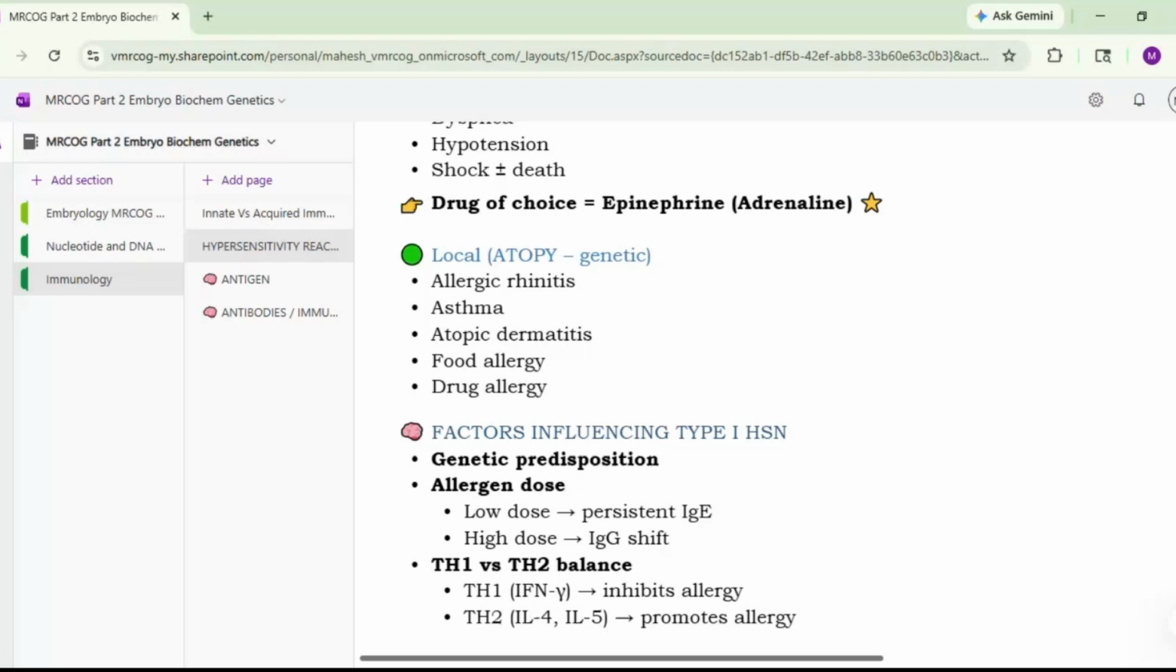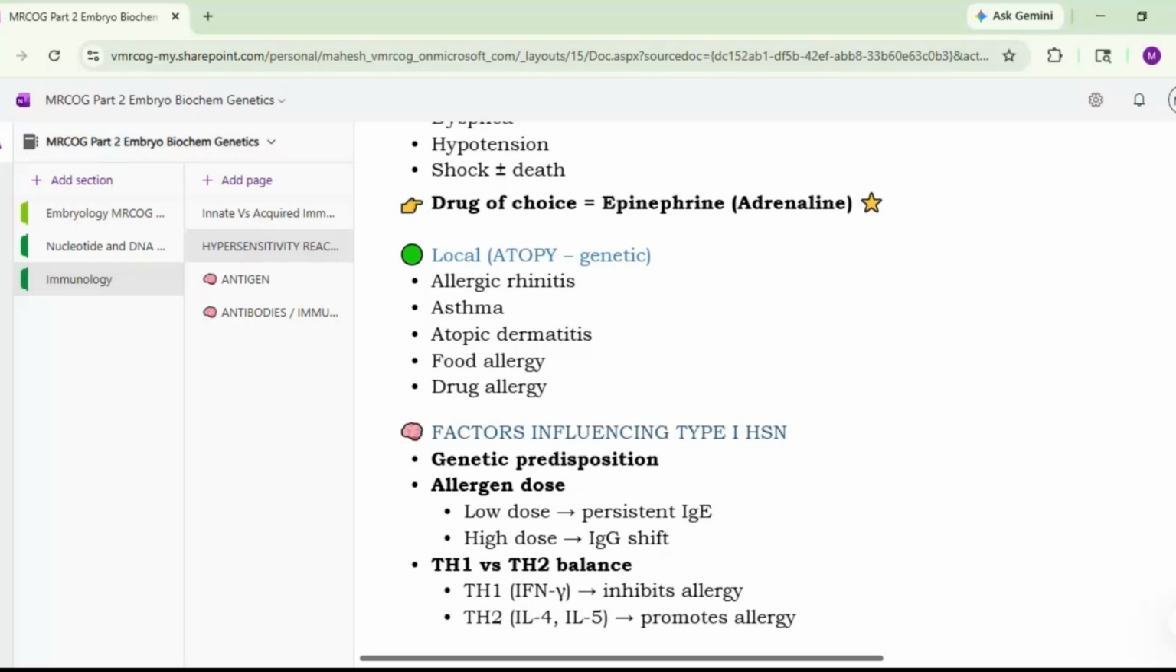So that is the principle for desensitization. You give a high dose, leading to the shift from IgE to IgG. If you give a persistent low dose, there will be persistent IgE. But if you give a high dose, the IgE will get shifted to IgG.